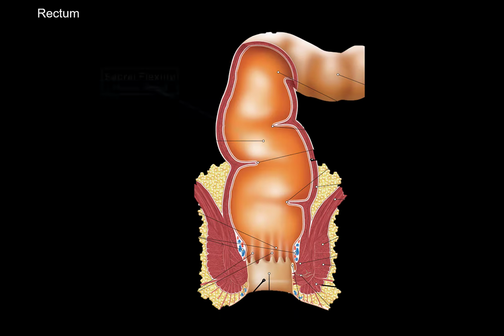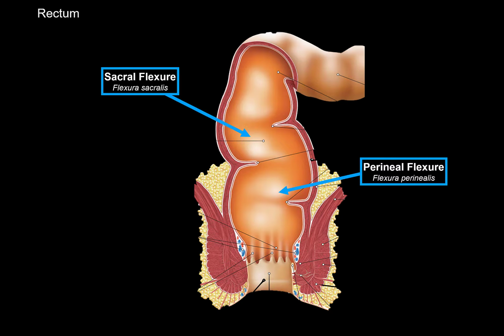The first curvature is the sacral flexure, because it lies in front of the sacrum. And then we have another flexure called the perineal flexure. The perineum is the region between the external genitalia and the anus. So this is called the perineal flexure because it lies in this space, in the perineal space.